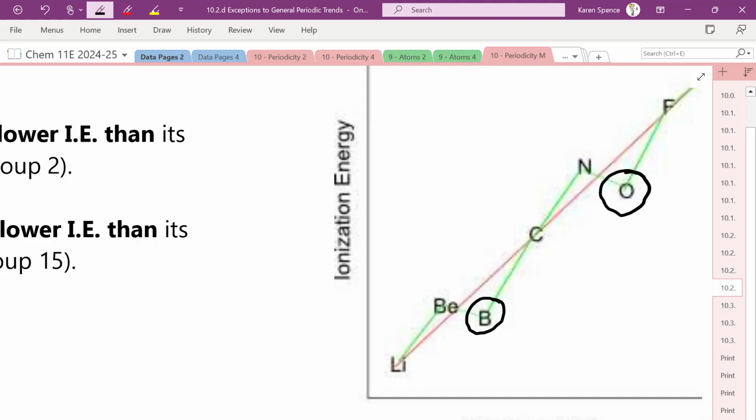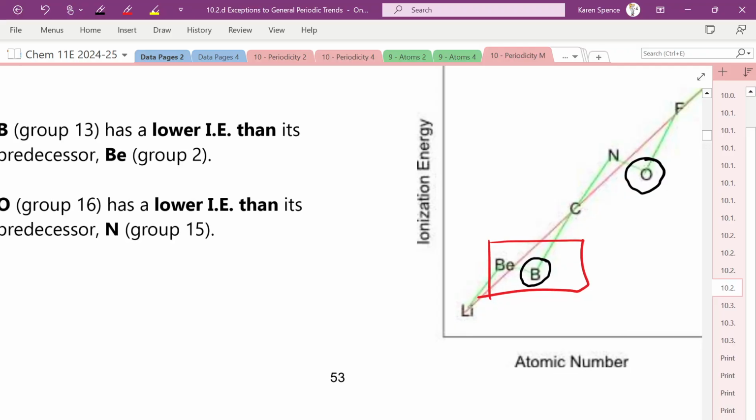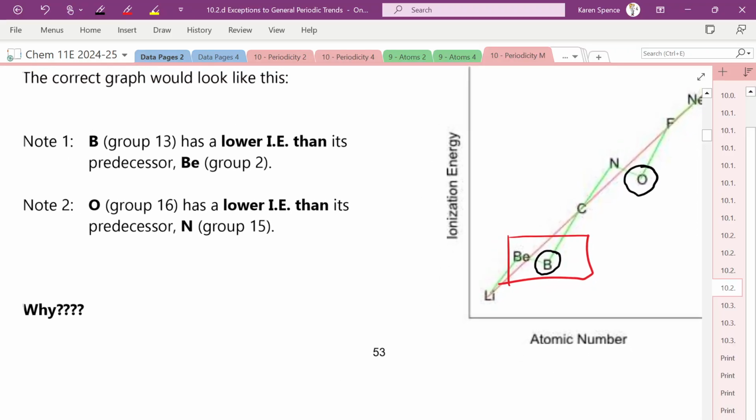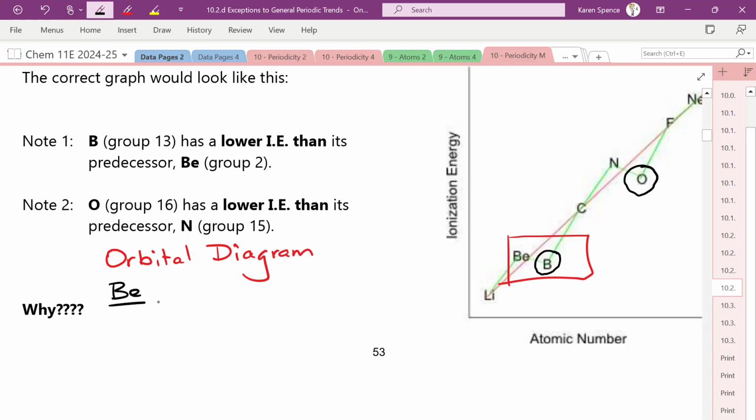How about using an orbital diagram? Okay. Let's try an orbital diagram for beryllium and boron. Let's start with these two guys here. So draw an orbital diagram for beryllium and for boron.